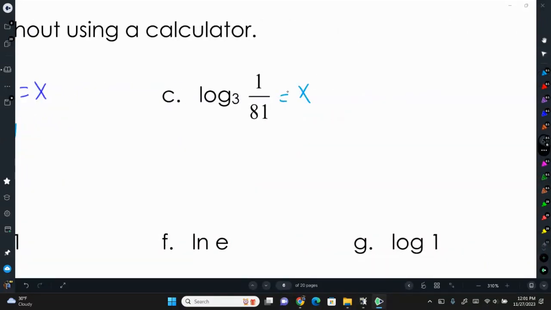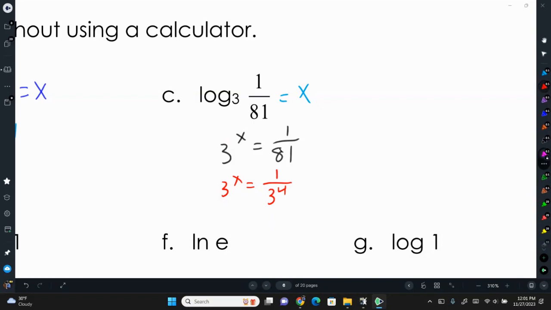Okay, so then we have 3 to the x power equals 1 over 81. So again, we want to think about it and say, okay, how do I get that 81? Well, 81 is 3 to the 4th power. Well, we don't have it exactly the same right now. We have 3 to the x on the left side, and in the numerator, equals 1 over 3 to the 4th.